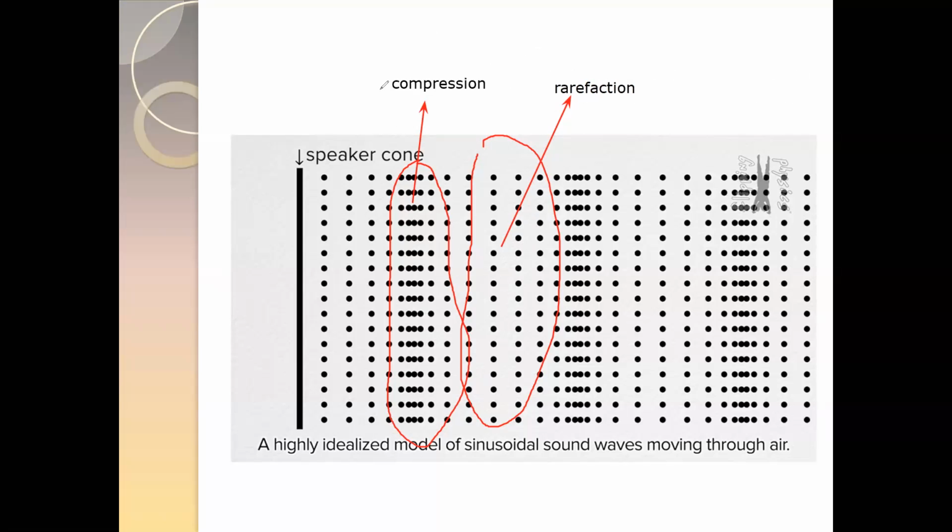Which one do you think will have high pressure, compression or rarefaction? Compression will have high pressure because the particles are closer to each other, so they will collide more often and exert more pressure. In rarefaction, the particles are away from each other, so they will exert less pressure.